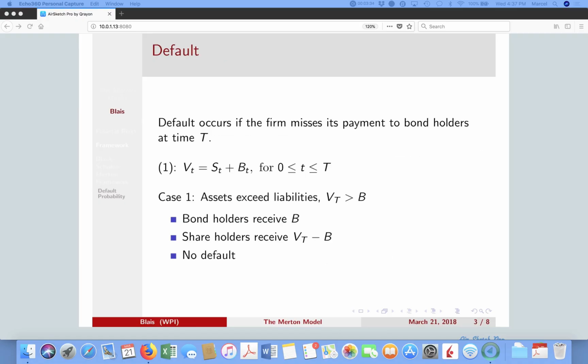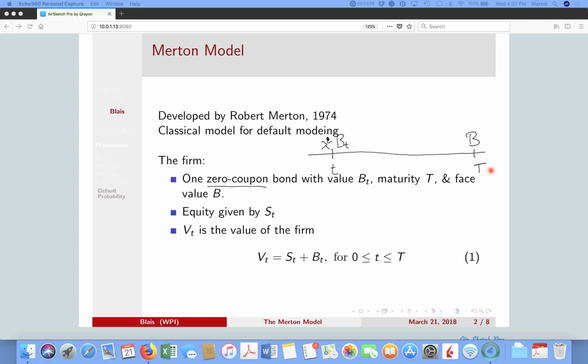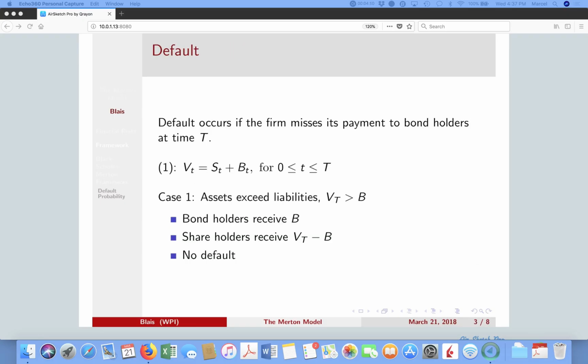Now we start to think about default. Again, as we mentioned in the previous slide, default occurs if the firm misses its payment to the bondholders at time capital T. So in this model, default can only happen at time capital T. If we look back here, the only liability that the firm faces is this need to pay the bondholders their money, their face value, B, at maturity.